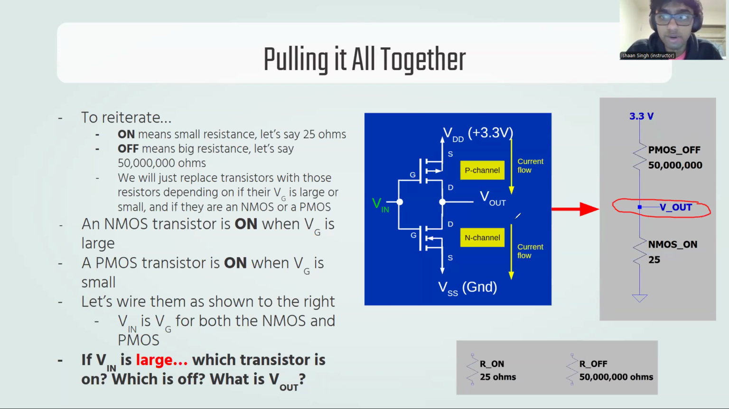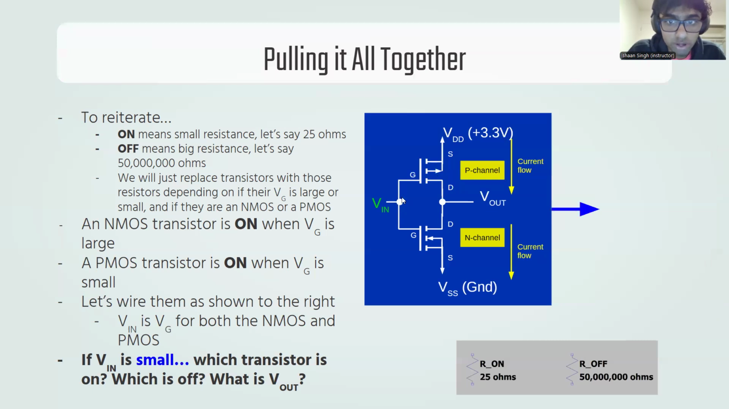It's very close to 0. The majority of the voltage is going to be dropped by this guy, right? And so this V out is going to be basically equal to 0 volts. So we took a high V in and turned that into a low V out. Okay, now let's do it the other way.